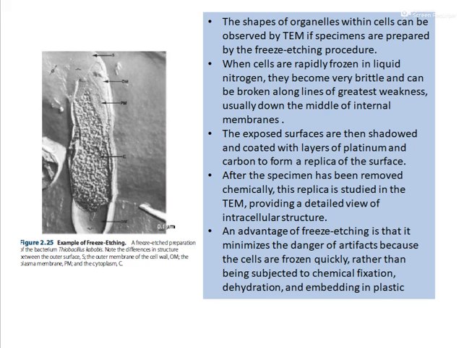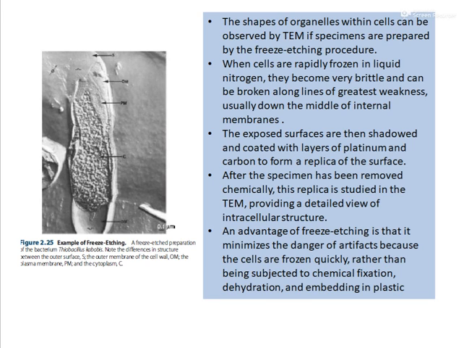So you take your specimen and freeze it with liquid nitrogen, and then the exposed surfaces are shadowed and coated with a layer of platinum and carbon to form a replica of the surface. After the specimen has been removed chemically, this replica is studied in the TEM, providing a detailed view of the intracellular structure. The advantage is that it minimizes the danger of artifacts because the cell was frozen quickly rather than being subjected to chemical fixation, dehydration, and embedding in plastic.